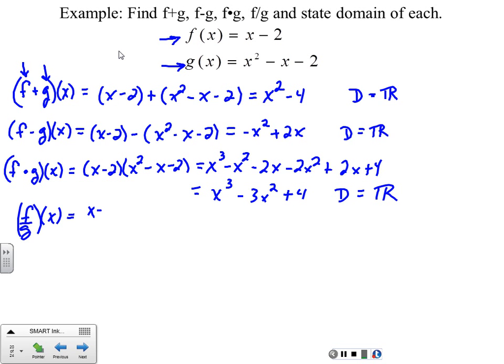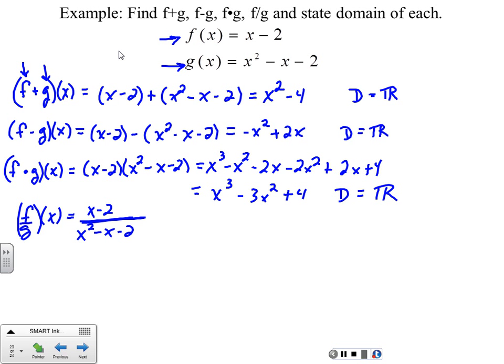All right, division. F divided by g of x. So we're going to have x minus 2 on top, and then on bottom we're going to have x squared minus x minus 2. Now, when you do division, I want to caution you, because sometimes this is not going to be your answer. What you have to do is check to see if anything will cancel out. Well, as it stands right now, nothing will cancel out, right? They're groups, okay?